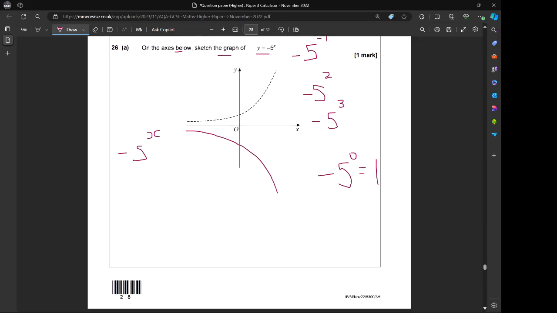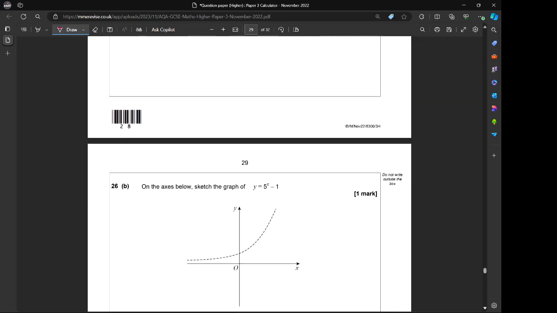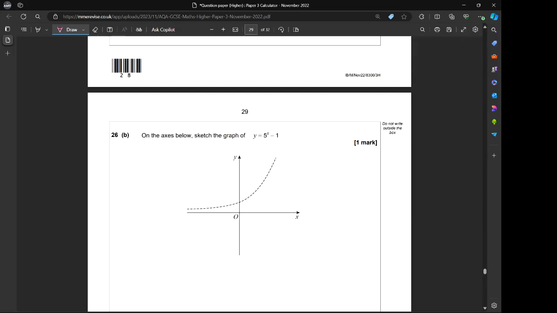That's part A done. Part B: on the axes below, sketch the graph of y equals 5 to the power x minus 1. So that would look like this, like that.